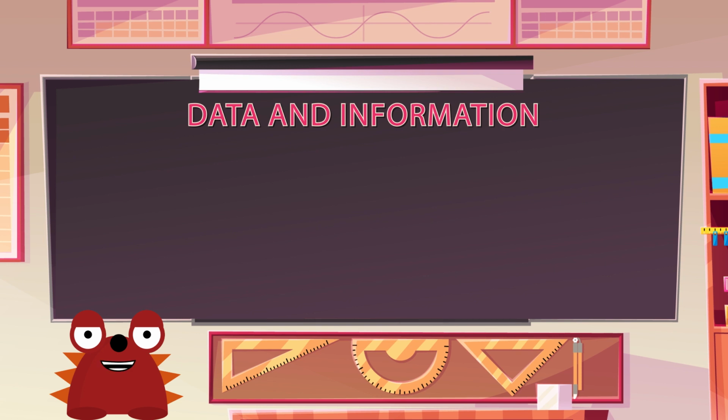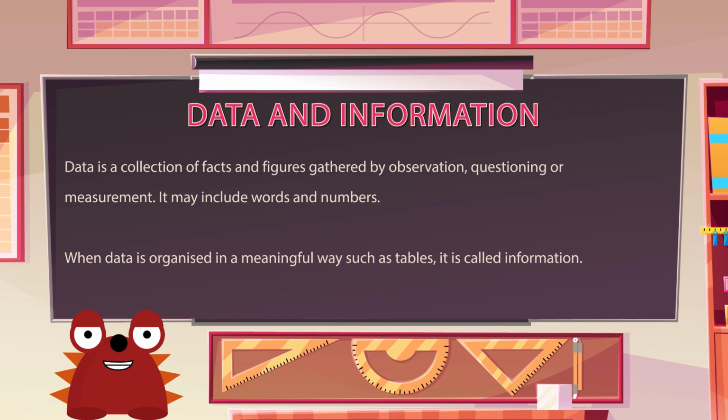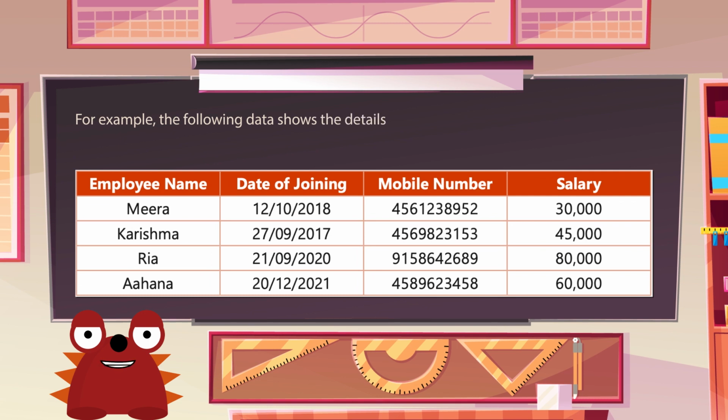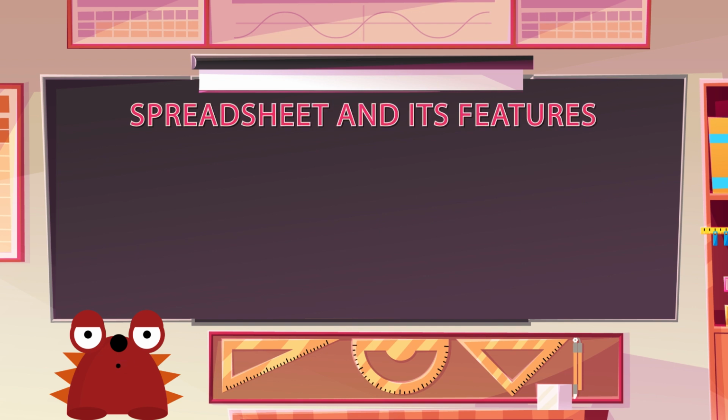Starting with a brief of data and information. Data is a collection of facts and figures which may include words and numbers that are gathered by observation, questioning, or measurement. When data is organized in a meaningful way, such as tables, it is called information. For example, the following data shows the details such as name, date of joining, mobile number, and salary of some employees of a company.